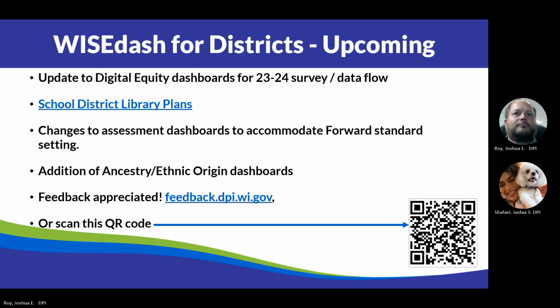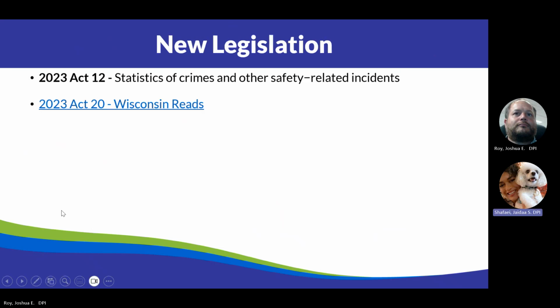And then I did want to touch on a couple of new pieces of legislation that have been passed recently. The first one here is Act 12, and this is for the statistics of crimes and other safety-related incidents. I don't have a lot of information to share on this right now. We're working with the Department of Justice on how this will be rolled out, but more information will be coming soon from DPI out to the districts on this collection. But I just wanted to acknowledge that it is here and coming in this session today.